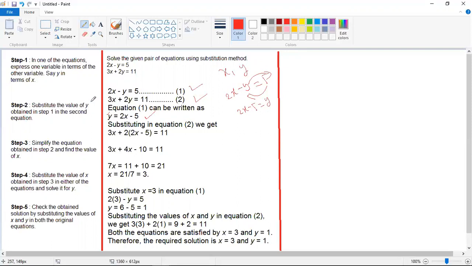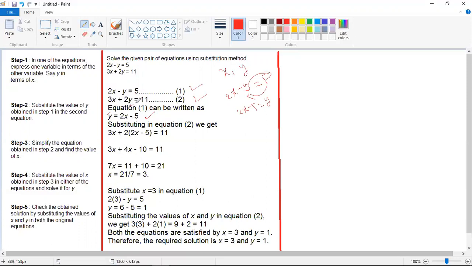Now, next what to do? Substitute the value of y obtained in step 1 in the second equation. So here I got the value of y, what is that? 2x minus 5. Now I have to substitute this y value in the other equation. Other equation means equation 2. What is equation 2? 3x plus 2y is equal to 11.